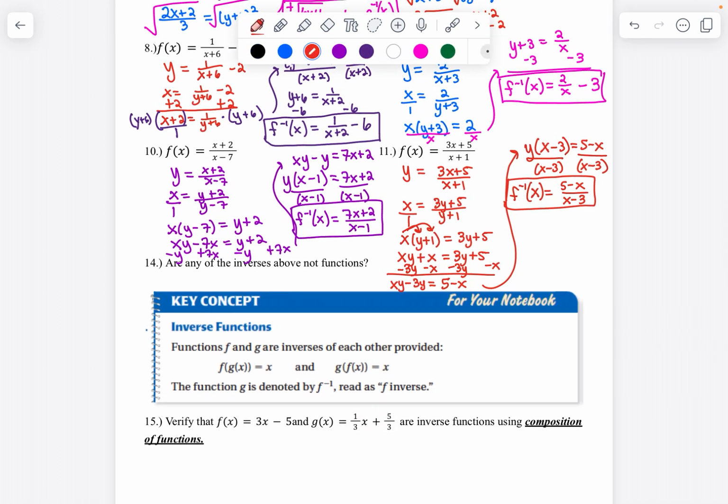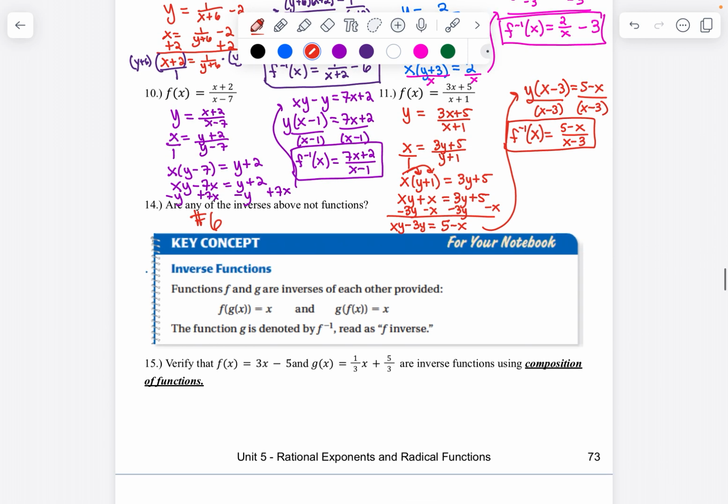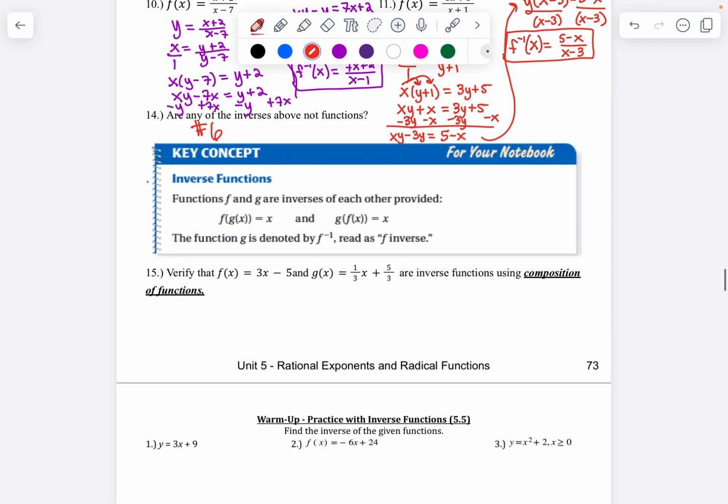All right, so number 6 was the only one that's not a function because it's an even polynomial and its inverse would have 2 outputs for each input. All right, so how do we prove things are inverses?